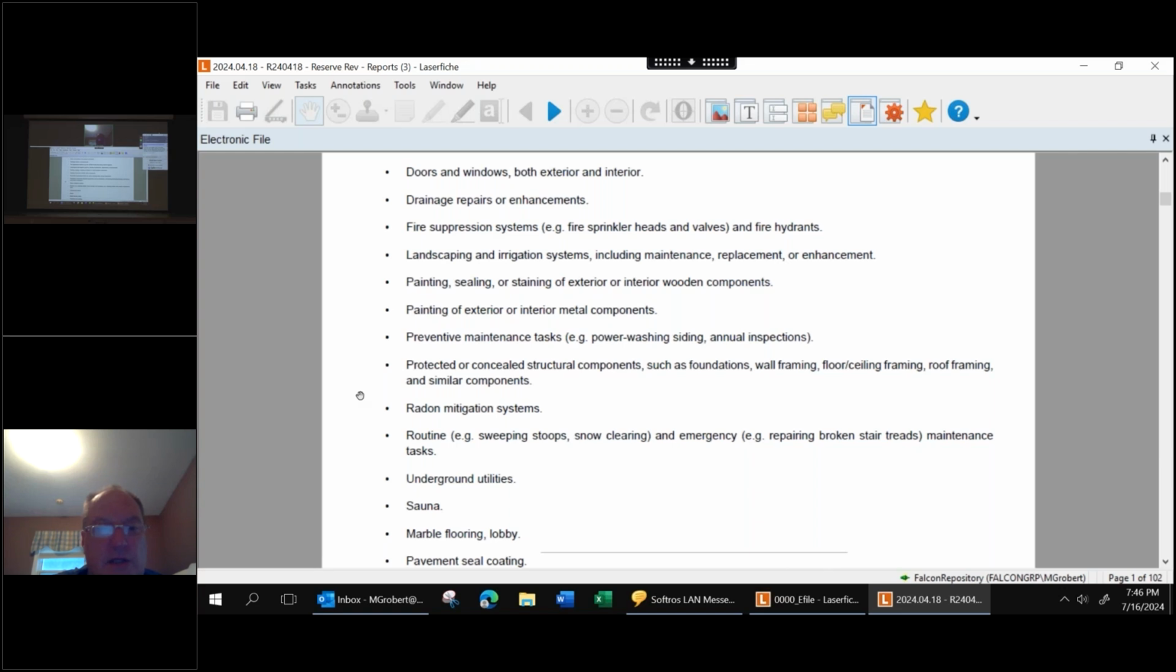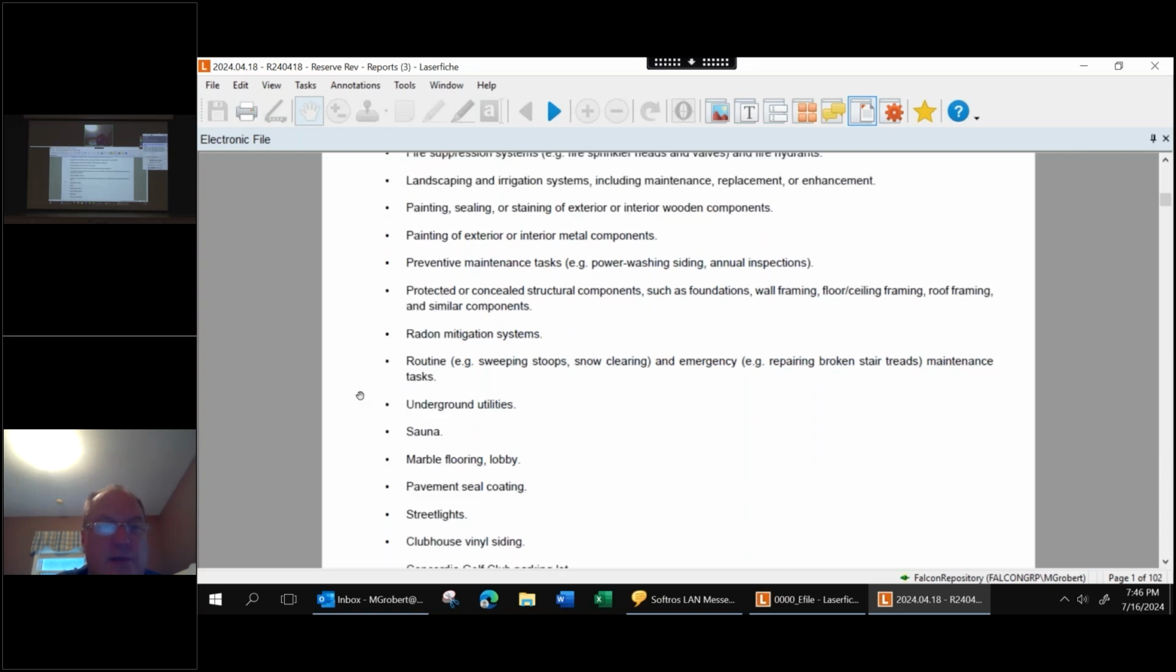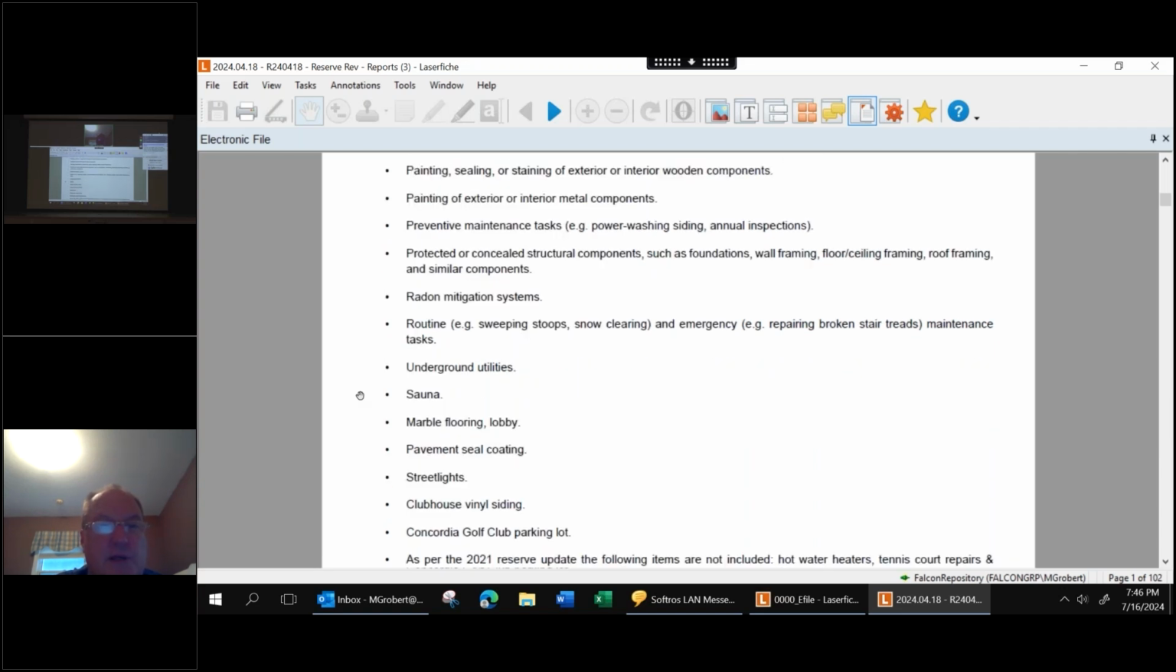Radon mitigation, if you have those, we don't include those. Typically, they're a unit owner responsibility. Routine maintenance and emergency maintenance. Again, it's a maintenance item, not a capital item.